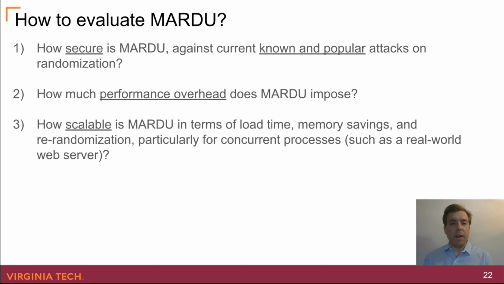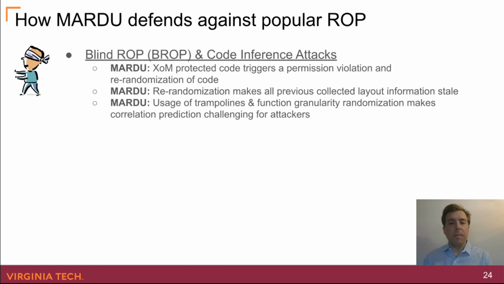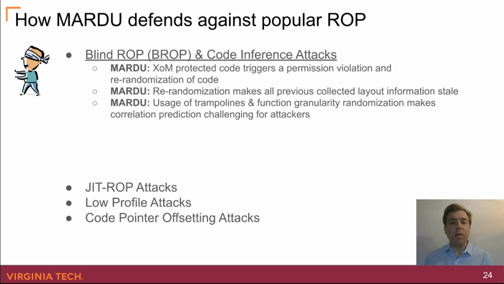So for our prototype, we're able to evaluate MARDU on the three important fronts that we've been talking about throughout this presentation: security, performance, and scalability. For security, one popular attack variant is the code inference attack. These attacks set out to use a code vulnerability to leak a code address to the attacker, and with this, leapfrog across functions to eventually uncover the entire code layout. MARDU circumvents this by protecting the entire code region, including trampolines, with execute-only memory. We evaluate MARDU against a few other attacks, however, please see the paper for this analysis.